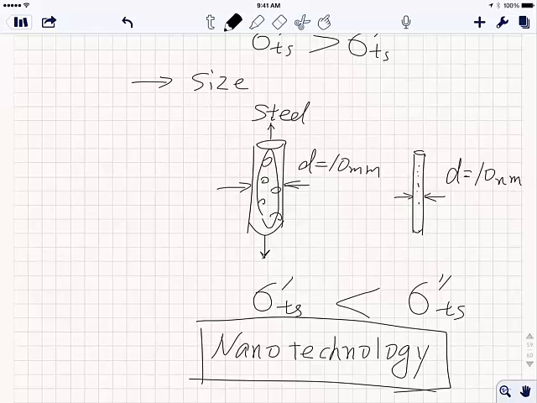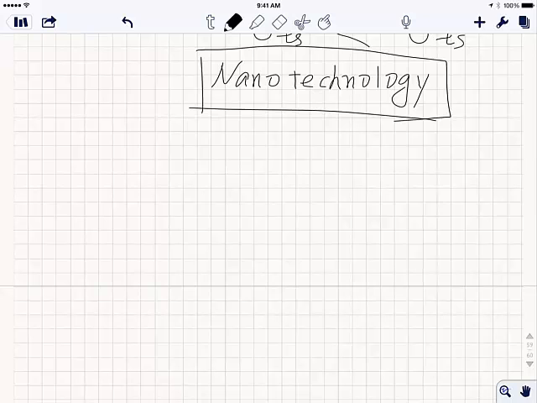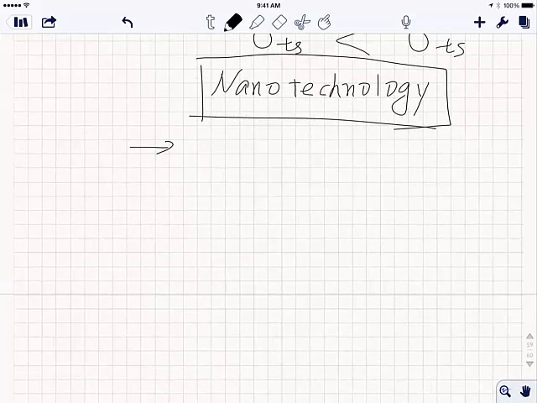The next one is loading. It's so easy to understand, right? If your loading magnitude is high, of course your endurance limit will be lower, right? So that's nothing I need to say.